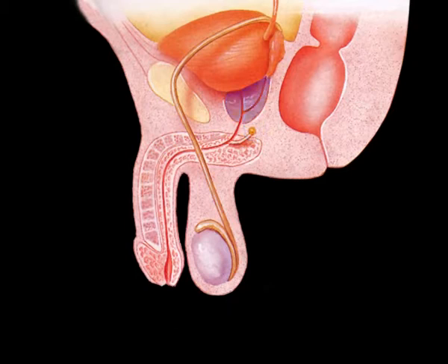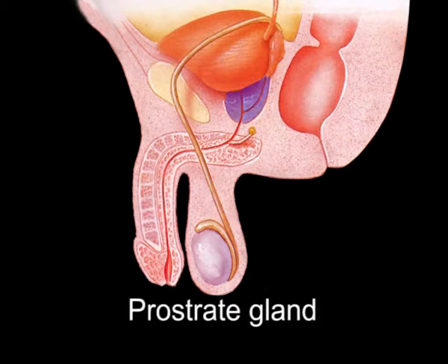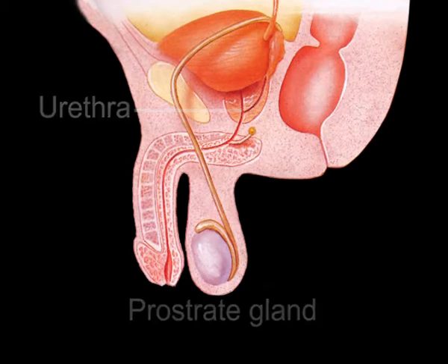This is prostate gland. It is a large grayish-brown gland which surrounds urethra. Its secretion also forms the major portion of semen. Secretion from this gland is essential for sperm activity.